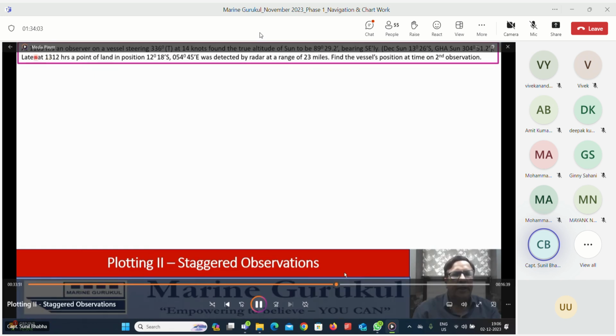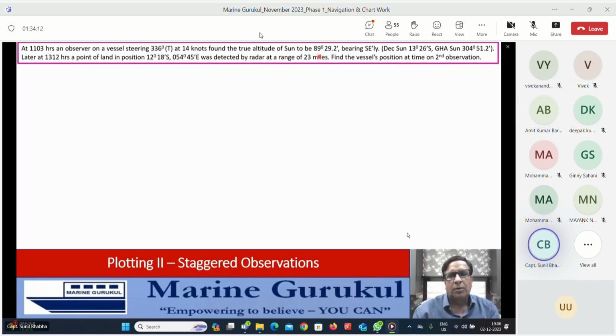At 11:03 hours, an observer on a vessel steering 336 degrees true at 14 knots found the sun altitude to be 89 degrees 29.2 minutes, bearing southeasterly. Declination of the sun is given, GHA of the sun is given. Later, at 13:12 hours, a point of land whose position is given in the question was detected by radar at a range of 23 miles. Find the vessel's position at the time of second observation.